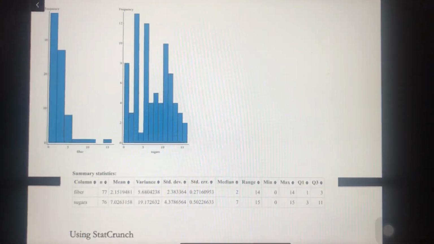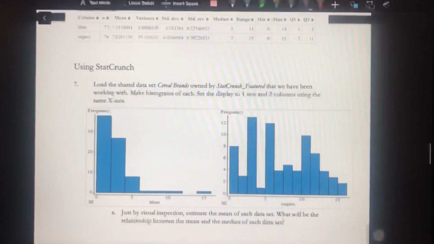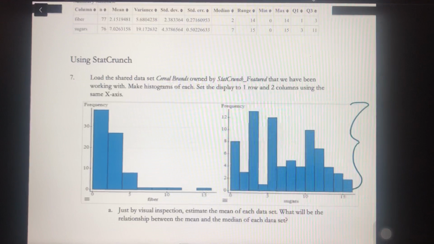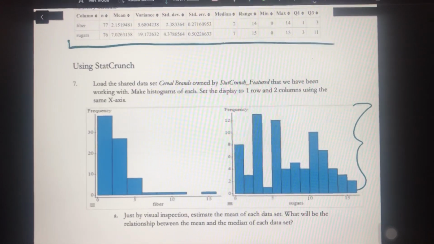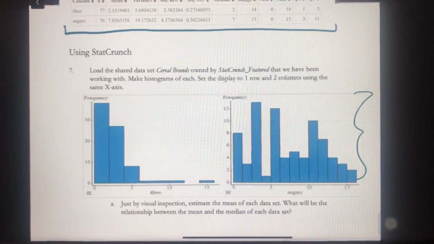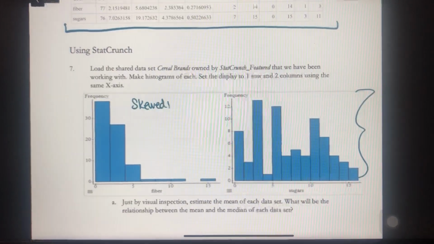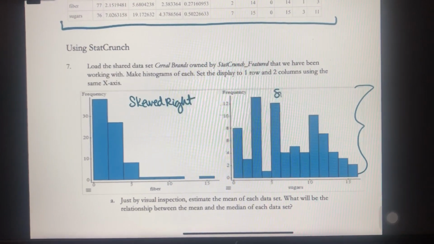Here on the top, notice that our graph is a little bit taller than the graphs that you see here. It's the same graph, it's just that it's stretched, and that's fine. And here I've calculated summary statistics for the questions that were being asked. So by visual inspection, we want to estimate the mean of each data set. This distribution is skewed to the right. This distribution is more symmetric.